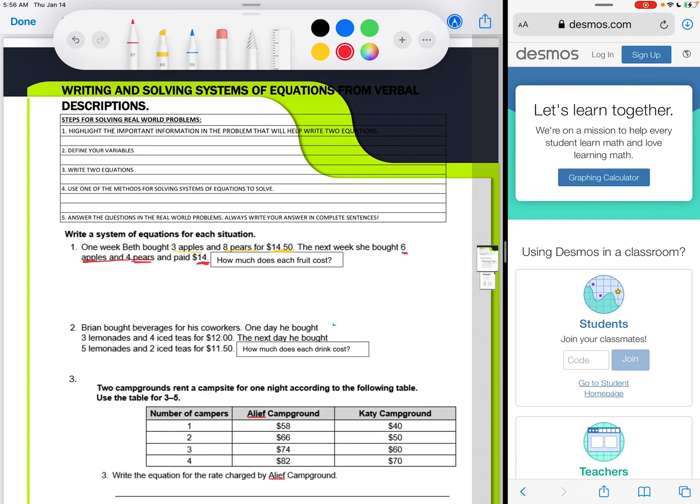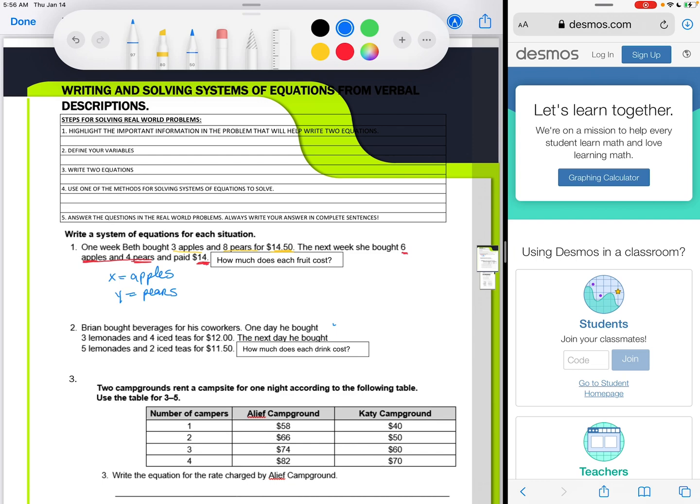We look to the question where it says, how much does each fruit cost? So we already know that the two fruits that she bought were apples and pears. So let's let X equal apples. And let's let Y equal pears.